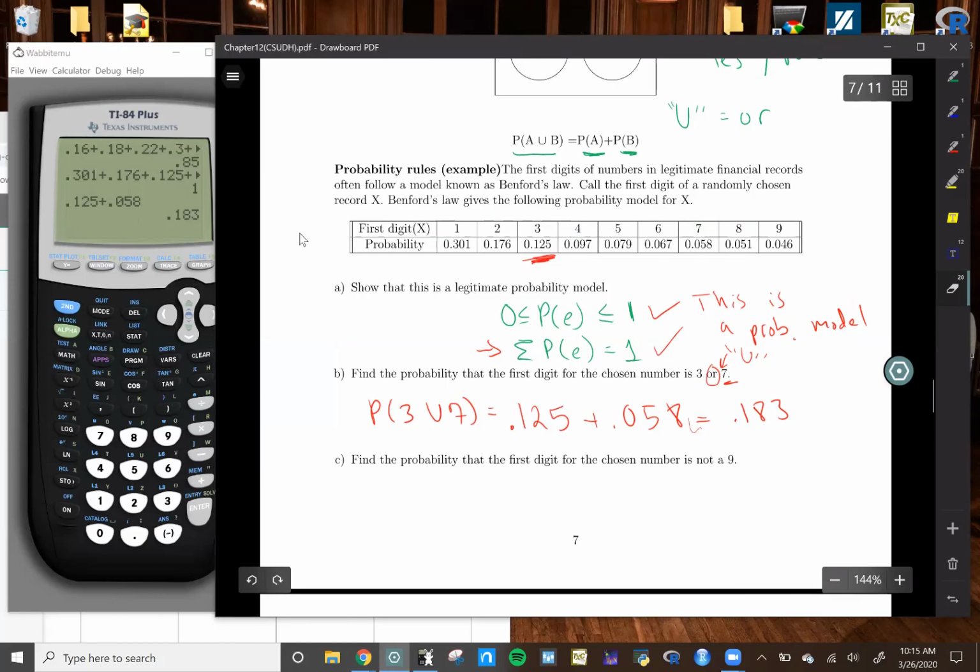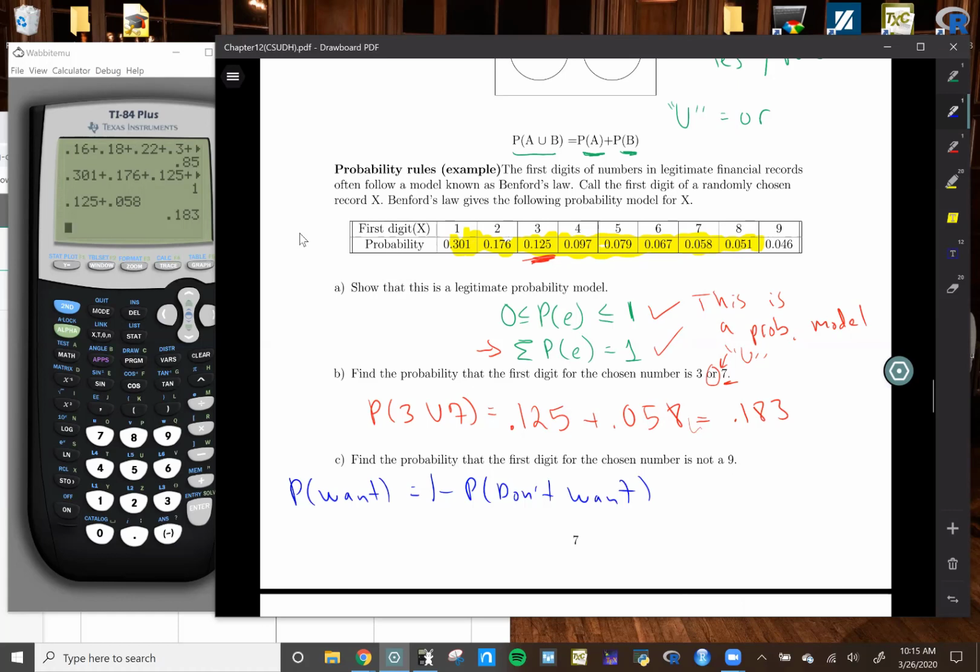So if I want it not to be 9, pretty much we want all of these. But there are two ways you can go about this problem. You can add up all of those numbers, or you could use something called the complement rule. The complement rule just says you do 1 minus the probability that you don't want, and that will give you the probability that you want.